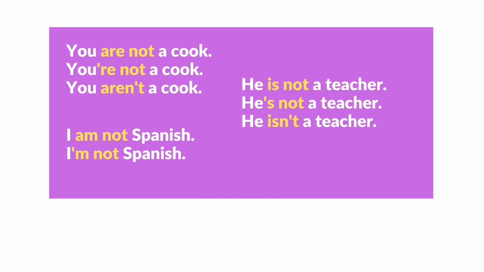You are not a cook, which can be contracted as you're not a cook, or you aren't a cook. I am not Spanish. The contraction is I'm not Spanish. He is not a teacher. Contractions are he's not a teacher or he isn't a teacher.